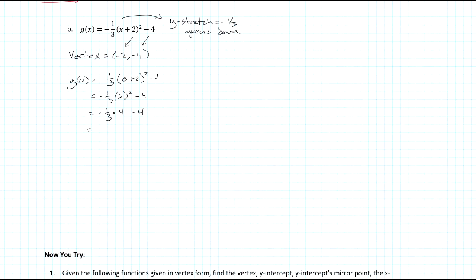To do multiplication first, this is negative 4/3 minus, and then I want to get a common denominator, so I want a 3 here. So if I had that 4 above, that was over 1, so I multiply top and bottom by 3 to put a 12 over 3 there. So this will simplify to negative 16 over 3. And it's nice to have that as a mixed number. 3 goes into 16 5 times with 1 left over, so negative 5 and 1/3. So our y-intercept is going to be the point (0, negative 5 and 1/3).